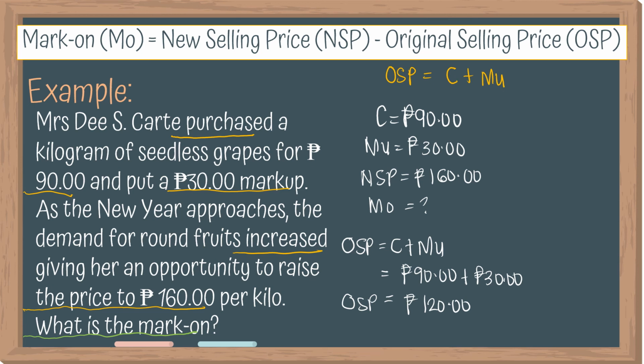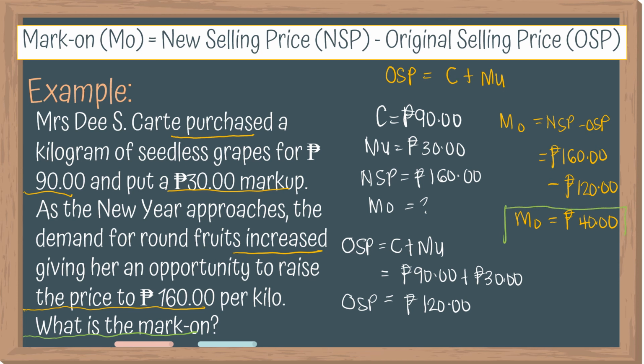Since we already have the value for the original selling price, we can now get the value of the mark-on. So the mark-on is equal to the new selling price minus the original selling price. So we have the value for the new selling price, which is 160 pesos, minus the original selling price, which is 120 pesos. Getting the difference between these two, we will have a value of 40 pesos, and this now will be the value of our mark-on. Therefore, this will be our final answer.